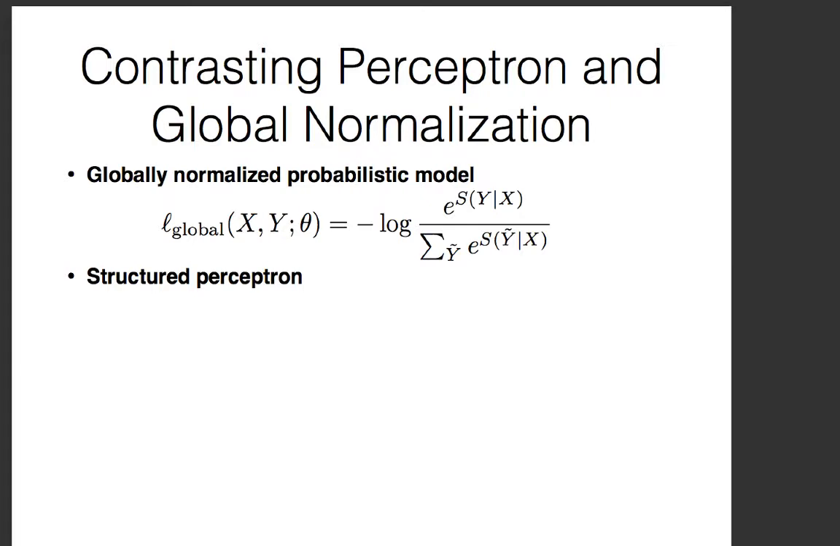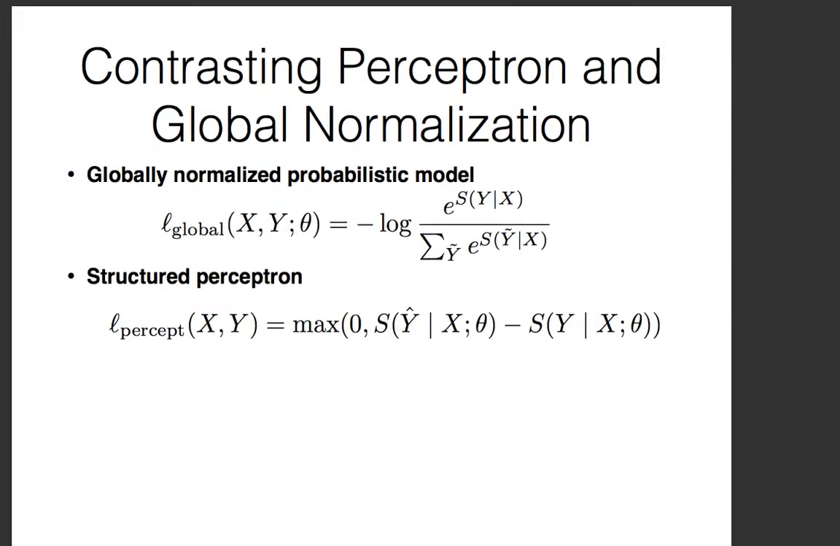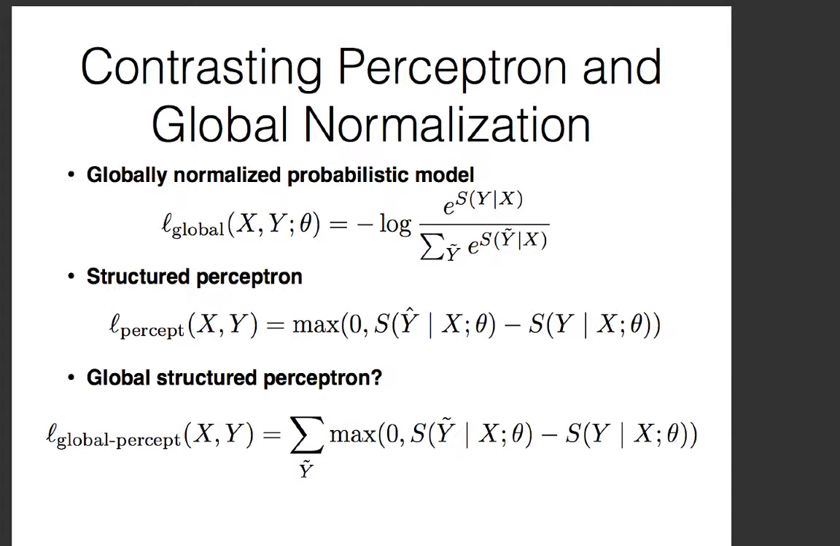On the other hand, for the structured perceptron, we have a loss that looks like this. So we have our one best sequence and we have our correct sequence. If we had something like a global structured perceptron, or a structured perceptron that enumerated over everything, it would basically look something like this, where we would be summing over all of them and calculating the score for all of them, and then summing this to get our loss.